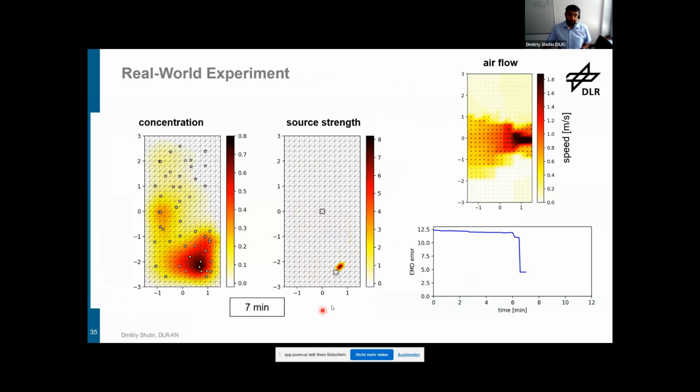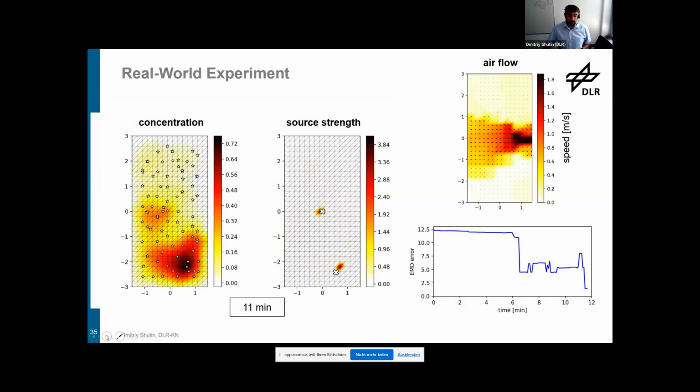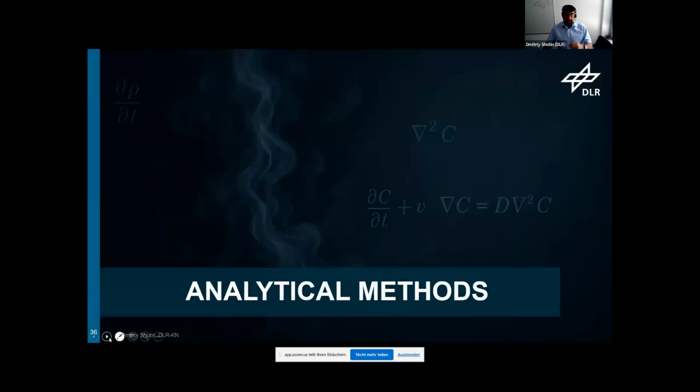And as you proceed, you start identifying the first source, which is slightly off from the real one. But it's basically within one discretization cell of the real source. So they are pretty close. And then after 11 minutes, you identify the second source, also quite accurately. So the method works both in simulations with hardware-in-the-loop as well as with real data. But that, of course, requires solving these partial differential equations numerically.